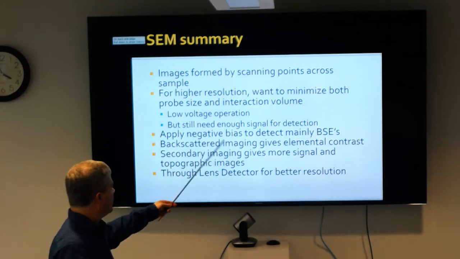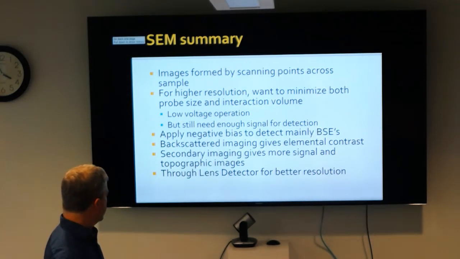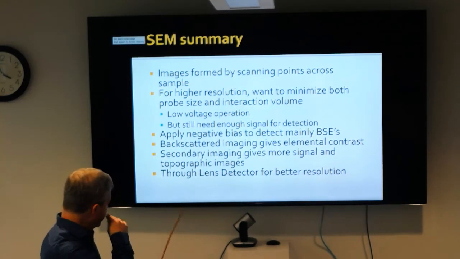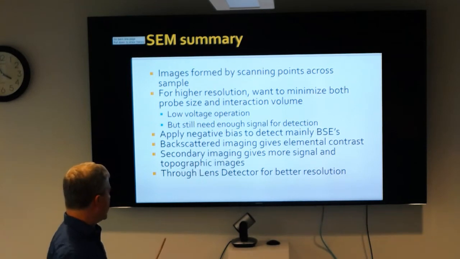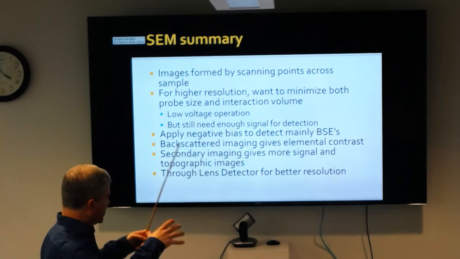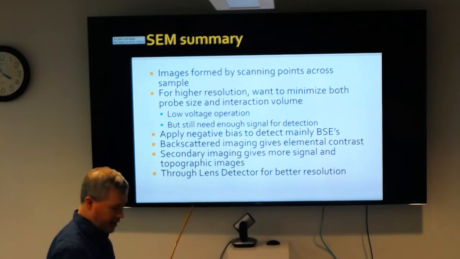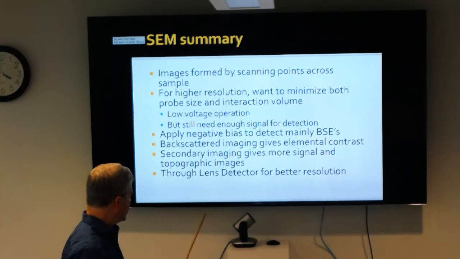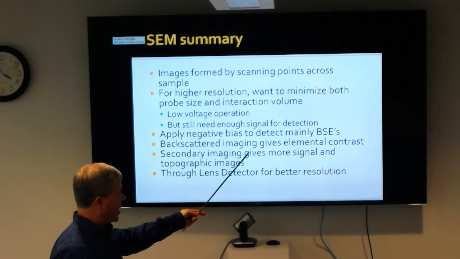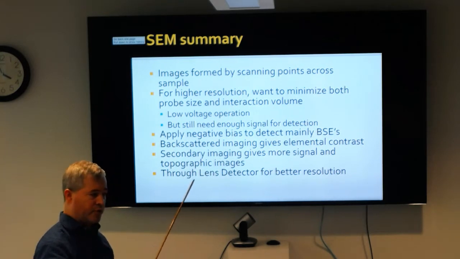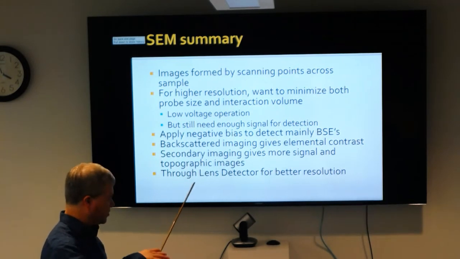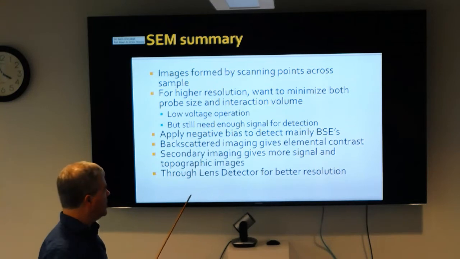You can apply a negative bias to detect mainly backscatter electrons. Again, the backscattered imaging gives elemental contrast. Secondary gives more signal in topographic images, and the through lens detector can give better resolution. You can also get dedicated backscatter detectors, which really give the best backscatter resolution.